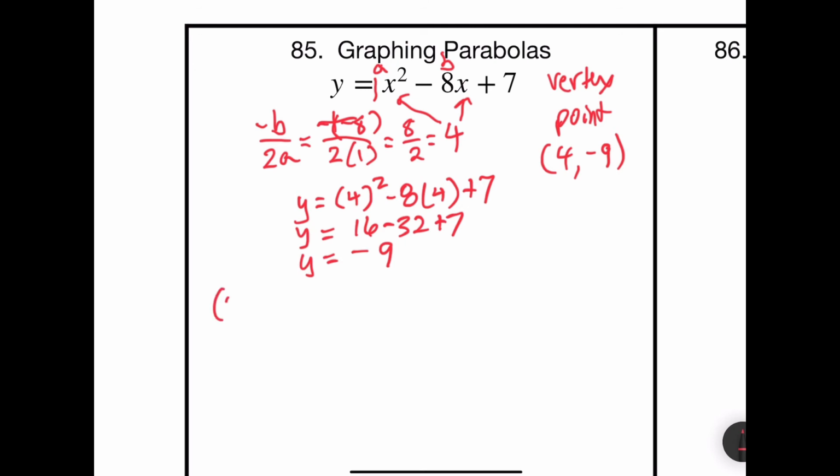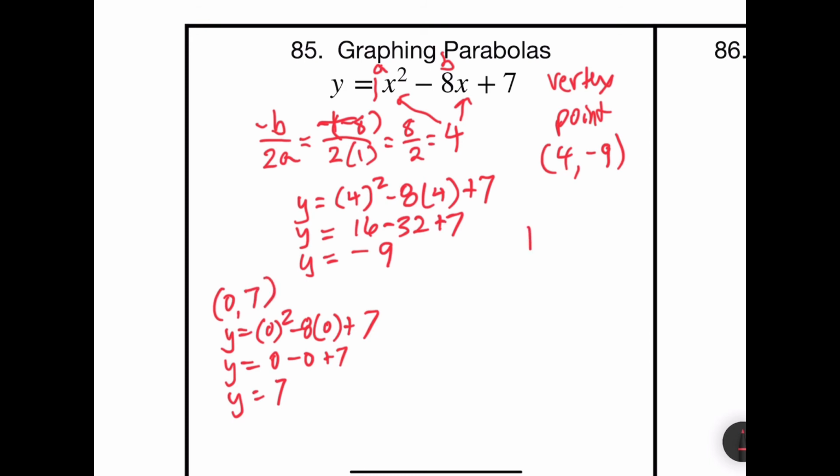I'm going to make x equal to 0. So y would equal 0 squared minus 8 times 0 plus 7. So y would equal 0 squared is 0, negative 8 times 0 is 0, plus 7. So my y-intercept would be 7. Now that I have those 2 points, I can do a rough sketch on the coordinate plane.